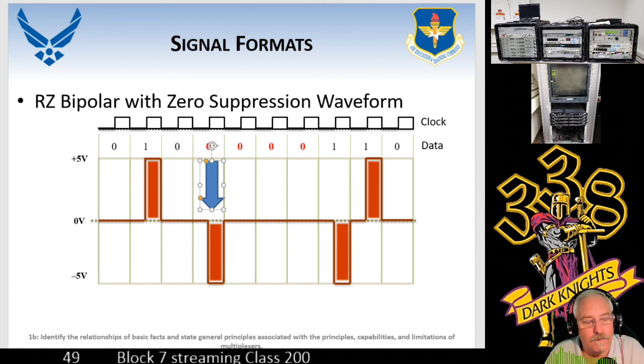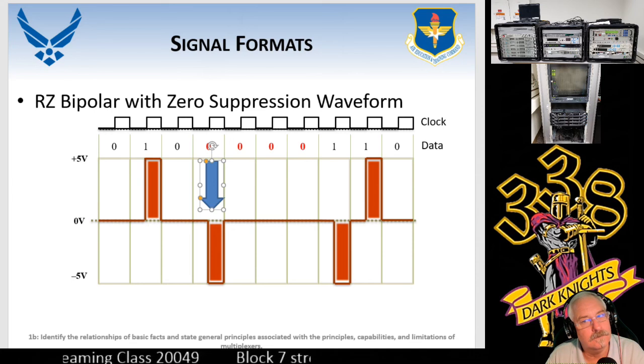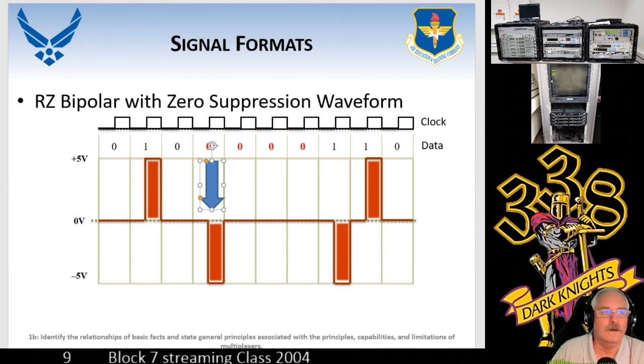Now, so far we've gone through 2 self-clocking formats. What are they? The 2 self-clocking would be the polar and RZ polar. And what's the other one? RZ. Would it now be the RZ polar zero suppression, I guess? There you go. So those two.